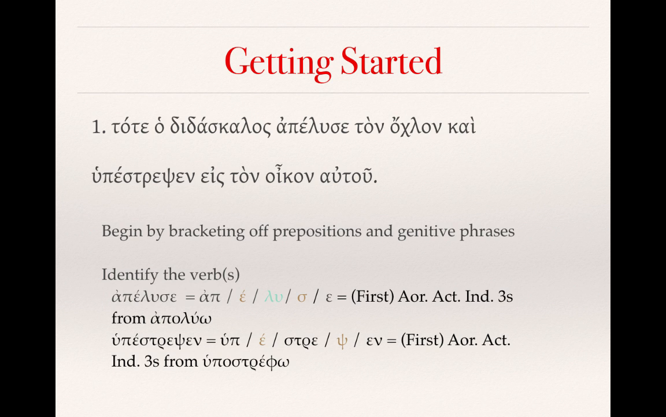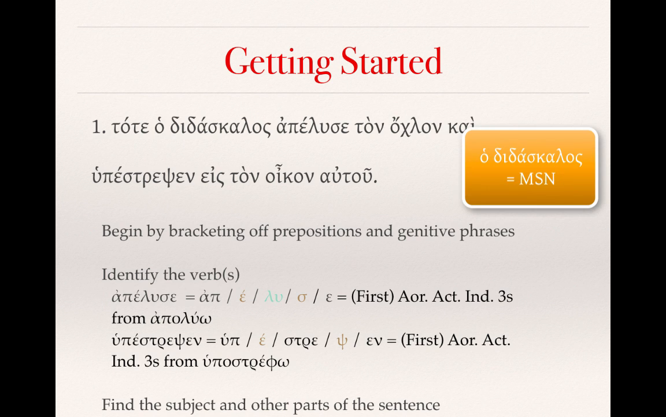Just as a note, it is not necessary for exams or quizzes to include first or second aorist. Recognizing it simply as an aorist will do. From this, you would find the subject and begin to look at the other parts of the sentence. So we only have one noun in the nominative case, ha didaskalas. So we would translate that as the subject.